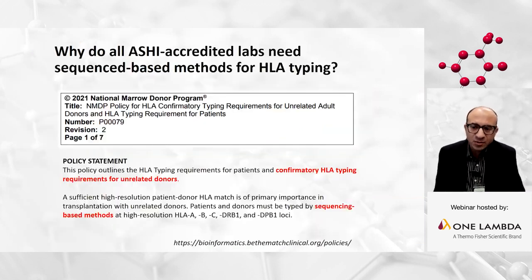To date, a lot of HLA labs have switched to sequence-based methods for HLA typing, especially after the new NMDP policy, which required the patient and the donor to be typed by a sequence-based method. Here, a sequence-based method could be Sanger sequencing or next-generation sequencing. Before that policy, our lab was using SSP as the primary method for high-resolution typing. But after this policy, we switched directly to next-generation sequencing without even an intermediate phase of Sanger sequencing.